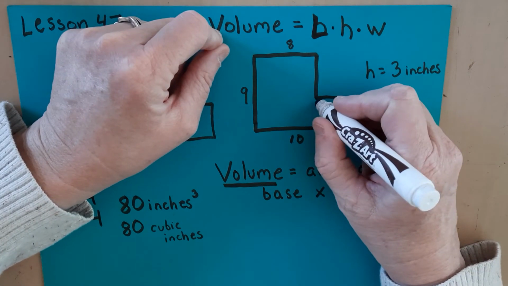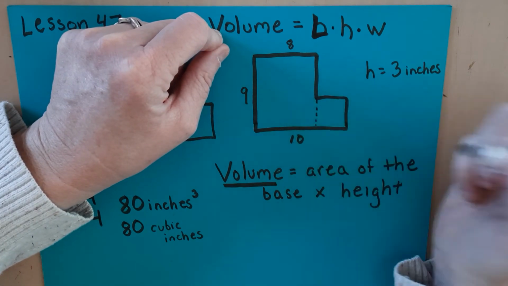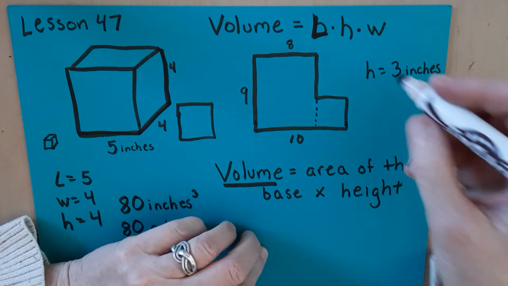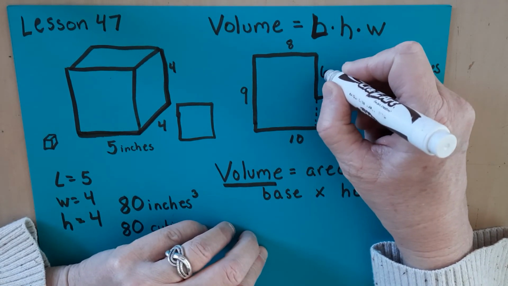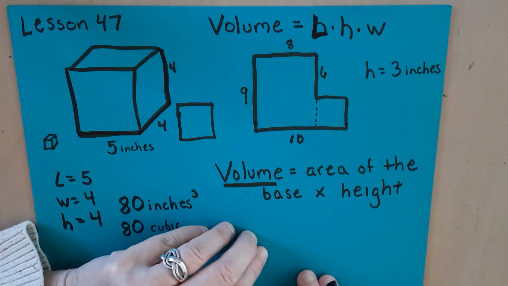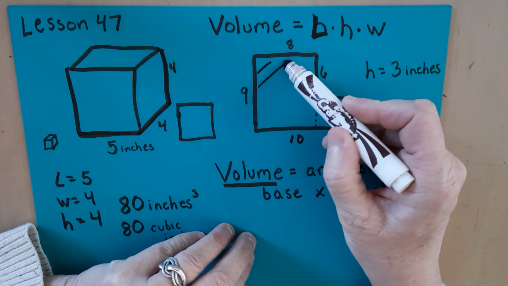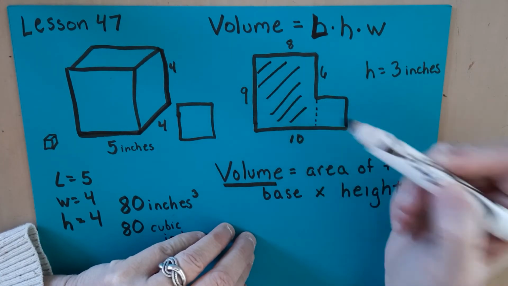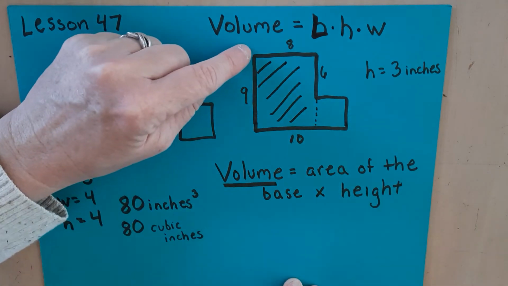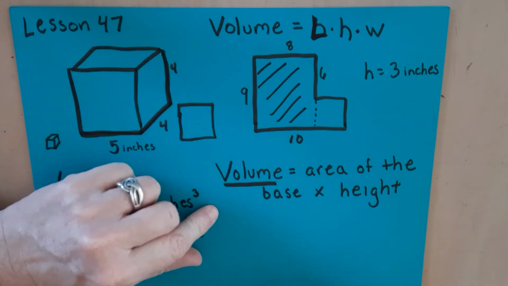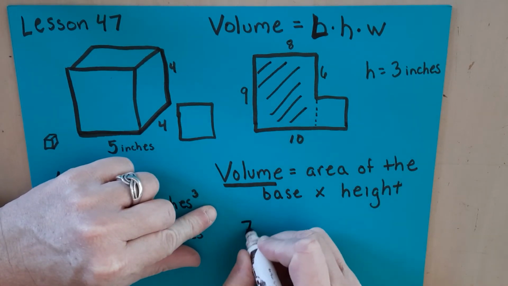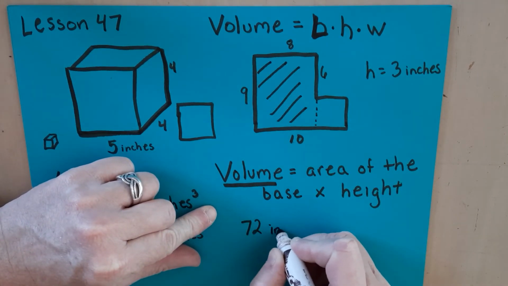So you've done this before. We're going to split this into 2 parts. I forgot to mention that this part right here is 6 inches. So this first rectangle, we'll find the area of that. We need to multiply 9 times 8 to find the area of this rectangle. And 9 times 8 is 72 square inches.